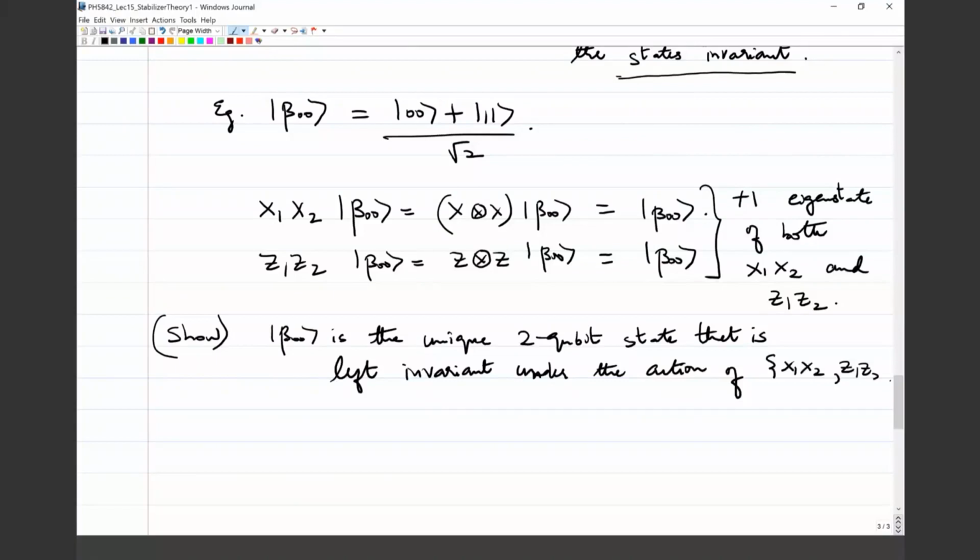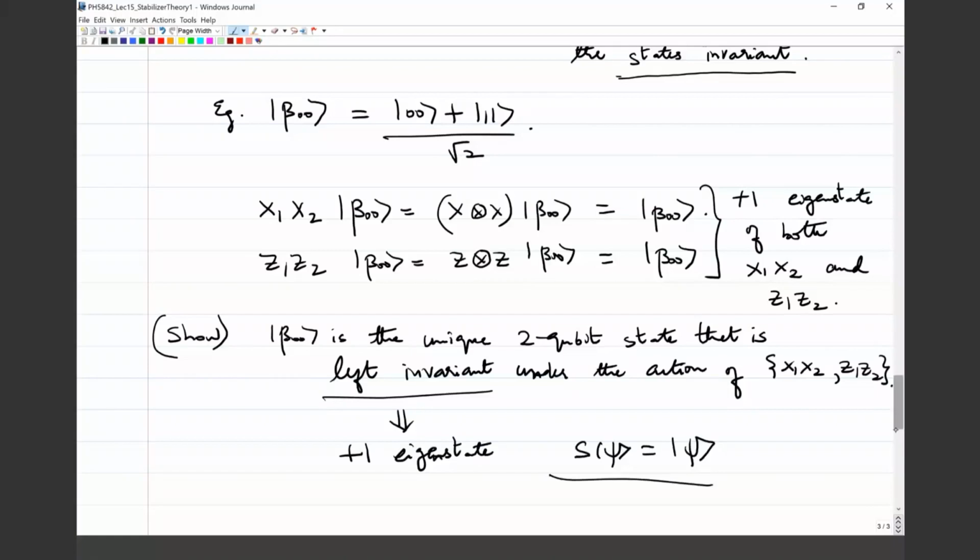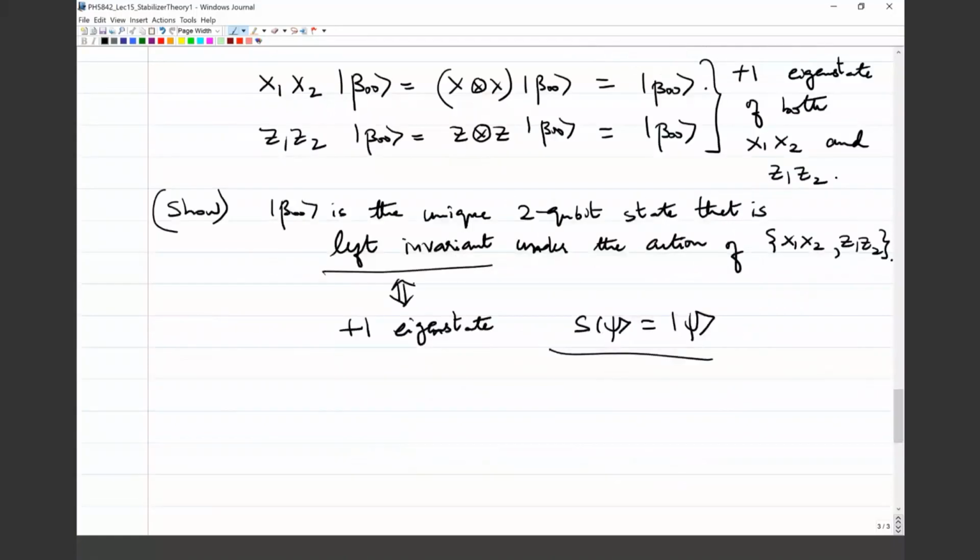And left invariant means it's a +1 eigenstate of the operator, right? That's what it means. If I say that an operator S acts on a state and it leaves the state invariant, it means that the state must be a +1 eigenstate of that operator. So those are synonymous statements. To say that the state is left invariant under the action of an operator is the same as saying that the state is a +1 eigenstate of that operator. So what is one saying? One is saying that this Bell state is a unique common eigenstate of x1, x2 and z1, z2. So first of all, let us note that x1, x2 commutes with z1, z2.